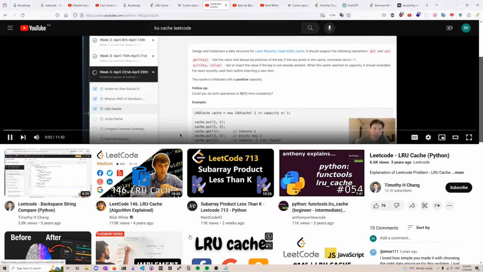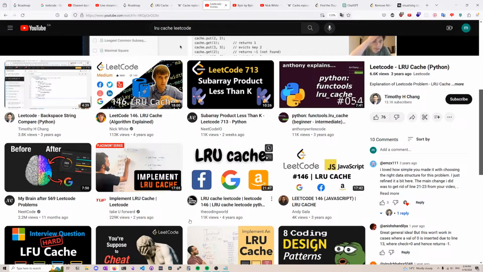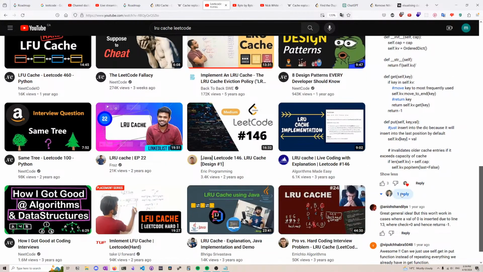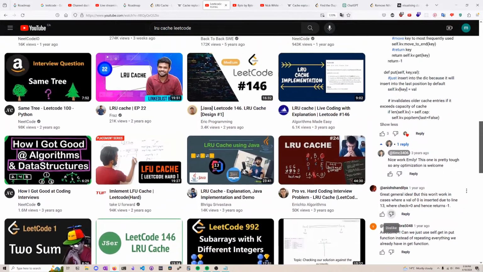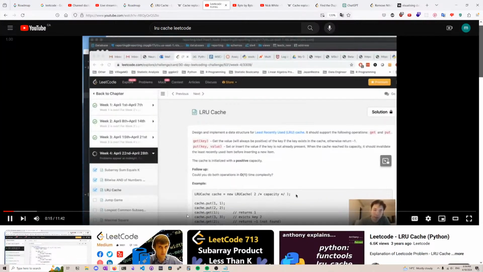Hello everyone, welcome to my third day LeetCode challenge. I'll be solving the LRU cache question. The question is: design and implement a data structure for a least recently used (LRU) cache. It should support the following operations: get and put.